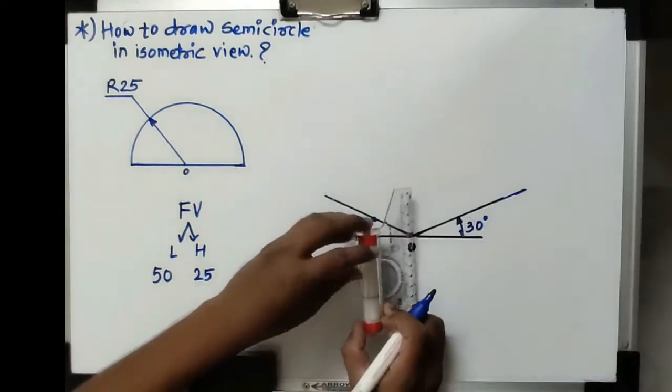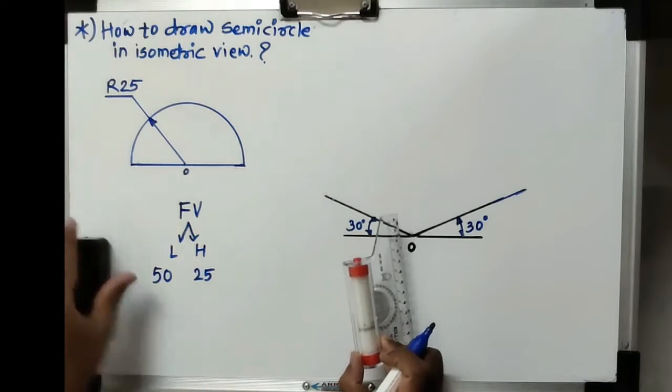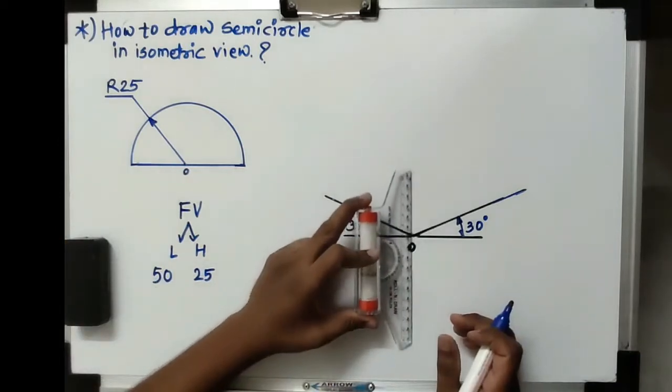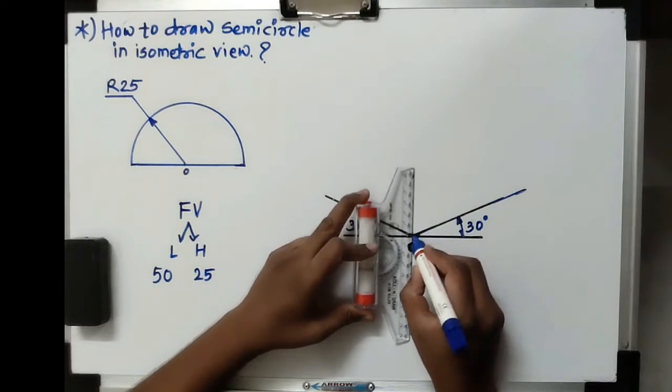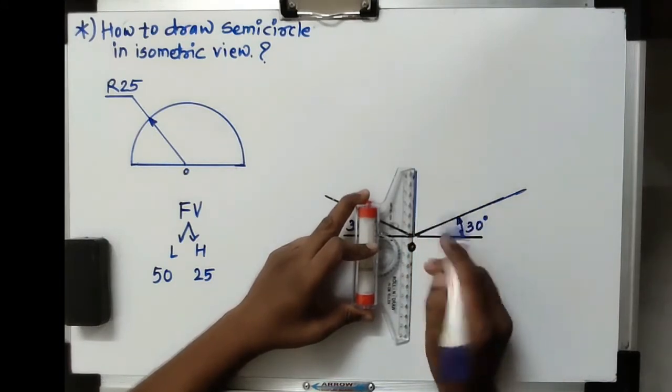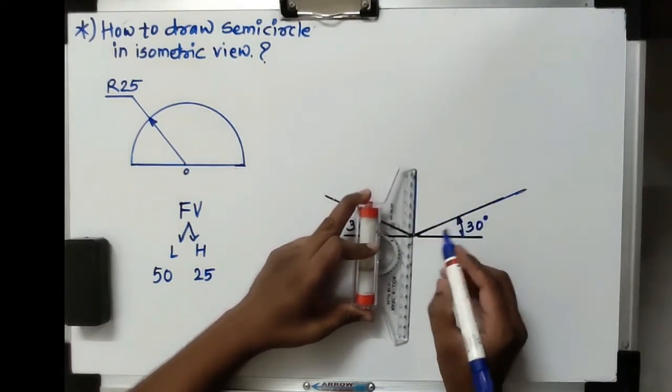Now we have to represent the height. While representing the height we have to represent only the half distance. Okay, that half distance is 25 mm towards the upward side, but the remaining 25 mm distance is on the lower side.